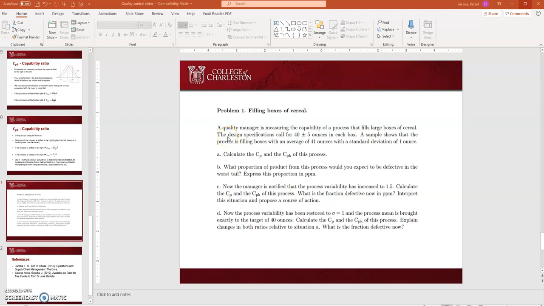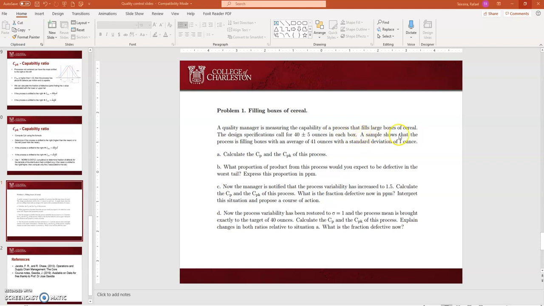They design the process to fill these boxes with 40 ounces of cereal. But sometimes they have more, sometimes they have less in each box of cereal. So we have a target here of 40 ounces. Okay, this is what we are targeting for. And we have a tolerance of plus 5 ounces or minus 5 ounces. So boxes can vary a little bit from 35 to 45, okay?